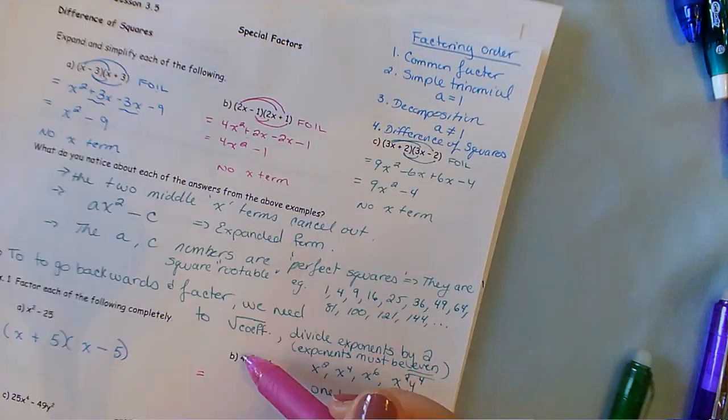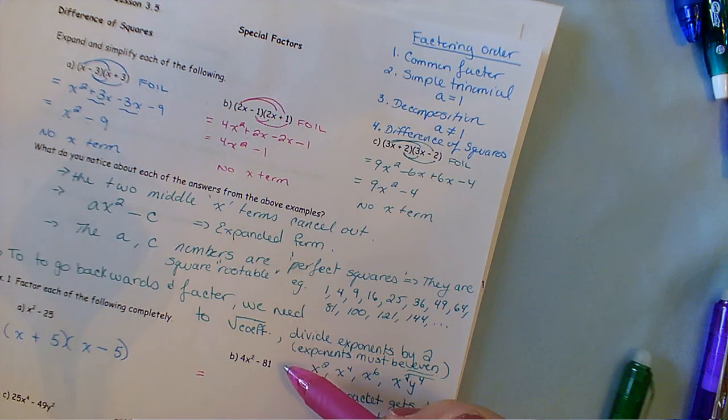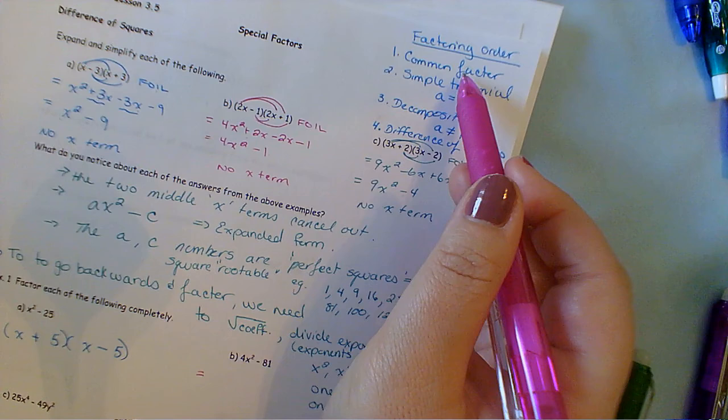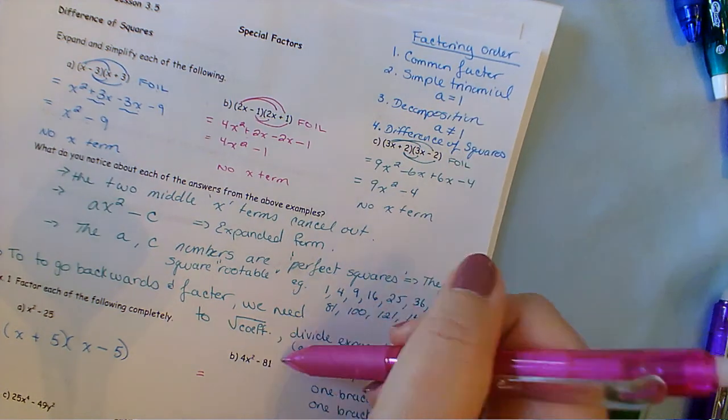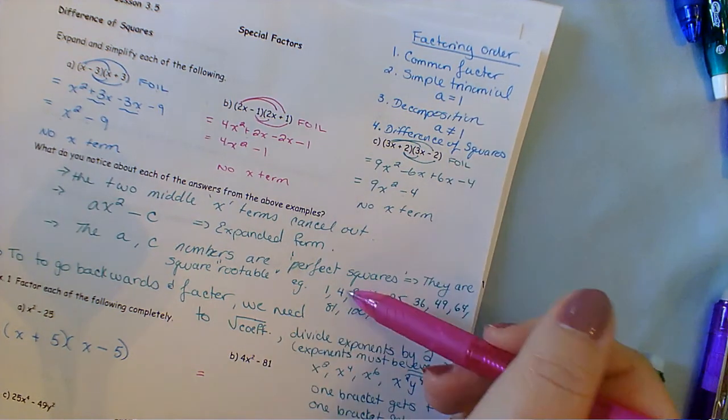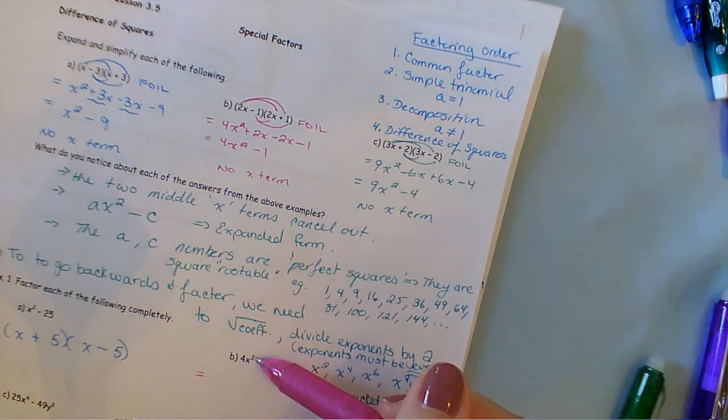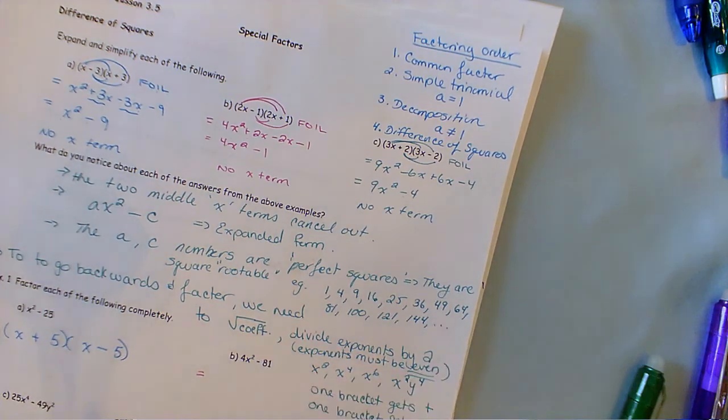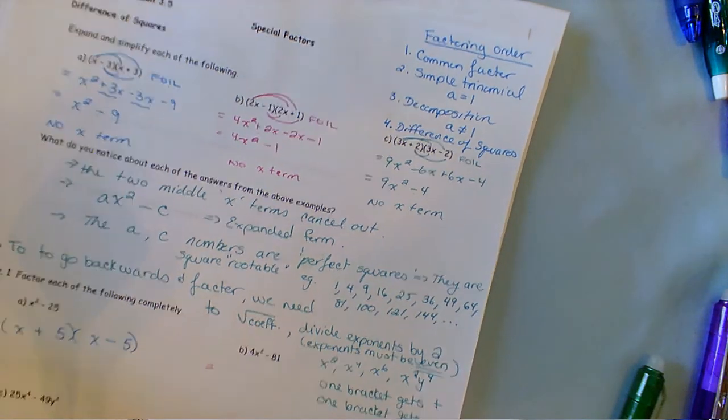Okay, so we have a 4 and we have an 81. The only thing that goes into 81 would be 9. 4 is 2 and 4. We common factor, so I didn't see anything. But 4 and 81 are good numbers because they're on our list, right? 4 and 81 are square rootable. We also have an even exponent and we have a minus sign. So this is setting us up again for a difference of squares.